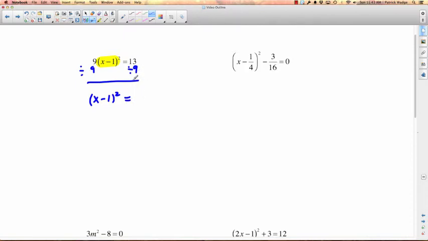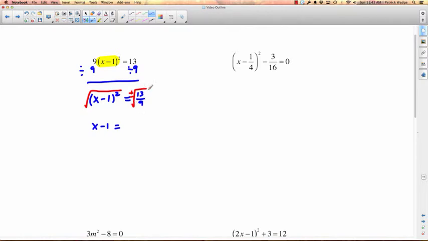Now, I'd really appreciate it if you didn't write that as a decimal. Don't put it in your calculator. Just write 13 divided by 9. 13 over 9 is a fraction. Okay, we've done it now. We've isolated the squared bit. So now we can take the square root of both sides, remembering to put plus or minus in this one. Okay, on the left-hand side now we have x minus 1, and on the right-hand side we have plus or minus the square root of 13 over 9.